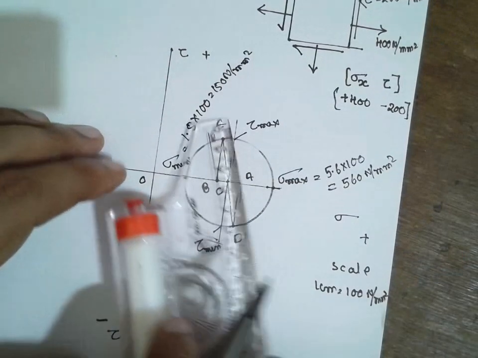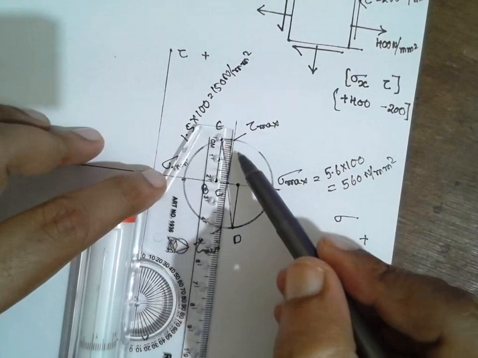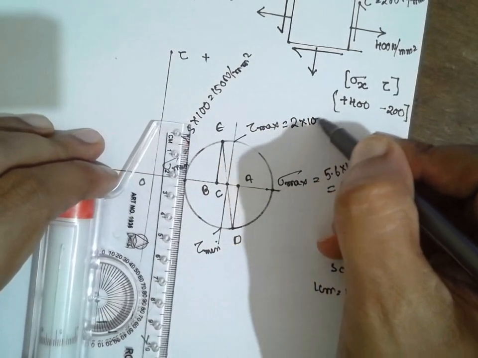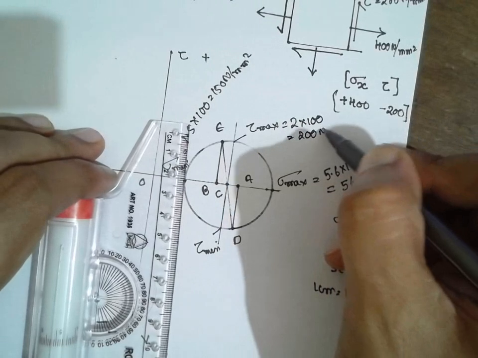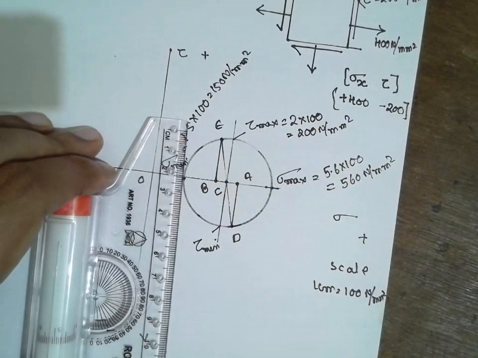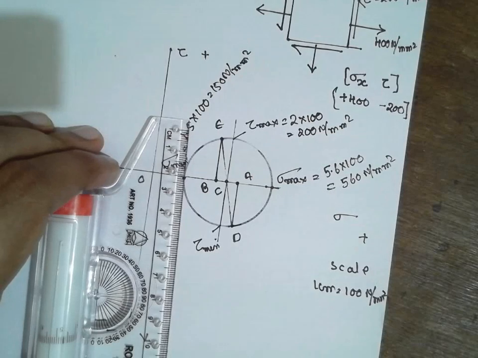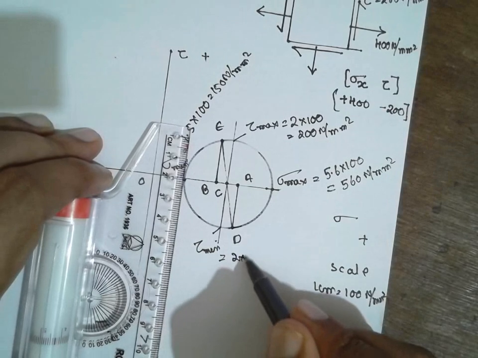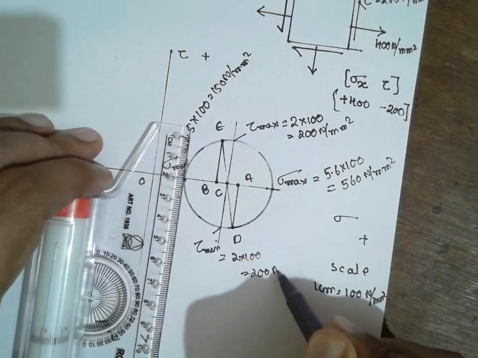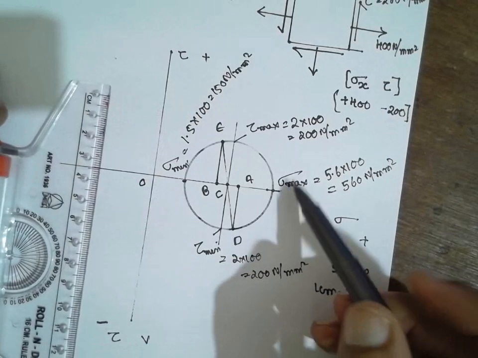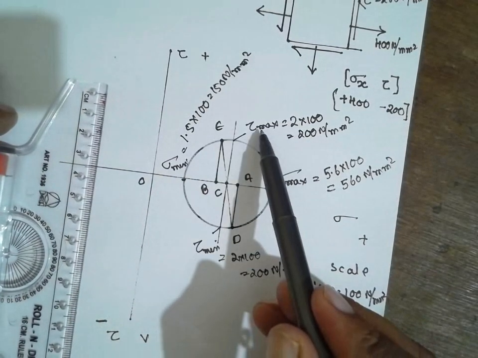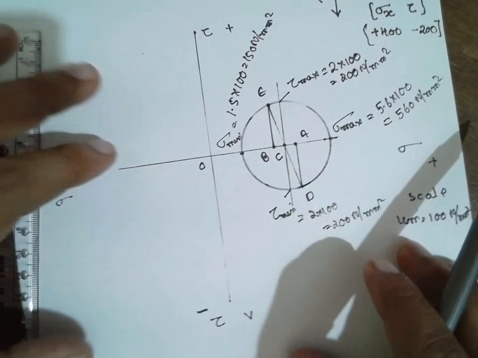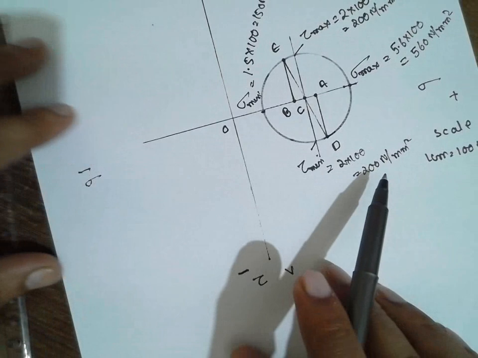Next, maximum shear stress. It is 2 into 100, it becomes 200 Newton per mm square. And this side also it is 2 into 100, 200 Newton per mm square. We got sigma max, sigma min, tau max and tau min. This completes your first portion. Now we have to go for the location of the principal plane and the location of principal stresses.